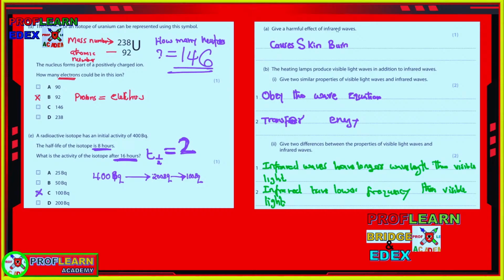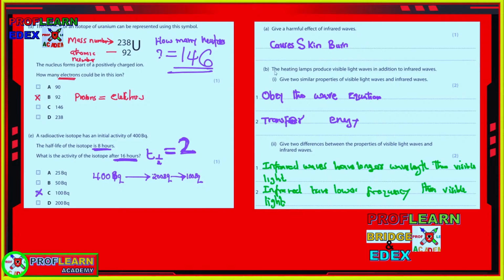Give the harmful effect of infrared waves. You need to understand how these waves affect people. Microwaves cause internal heating of body tissues. X-rays and gamma rays cause cancer. But infrared waves cause skin burns.